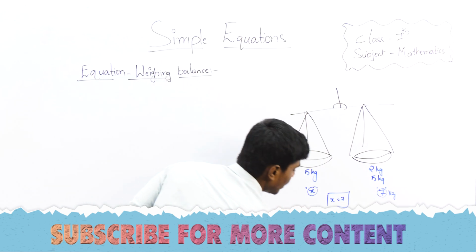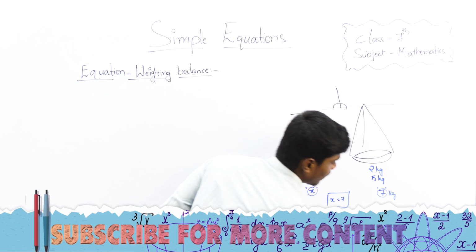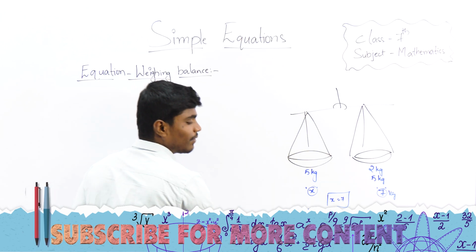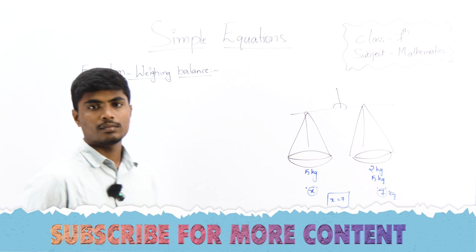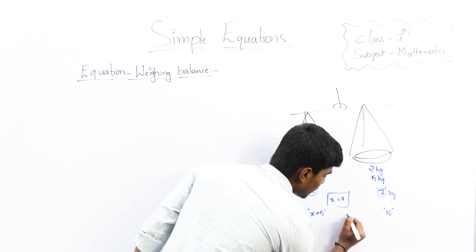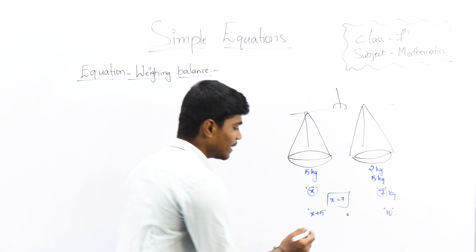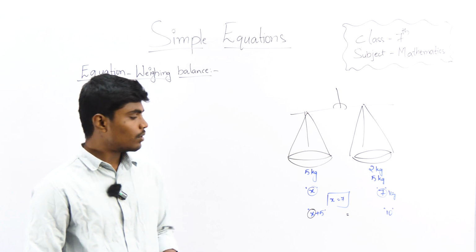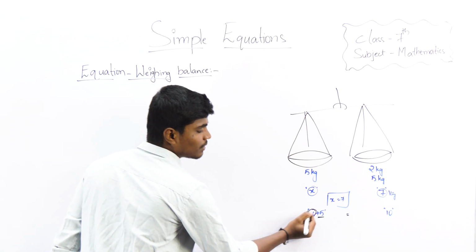See, if we have x plus 5 is equal to 10. On the left side we have x plus 5, on the right side we have 10. As this is balanced, we can take x plus 5 is equal to 10. We have to find the x value here. So here we have plus 5, and we want to find the x value.